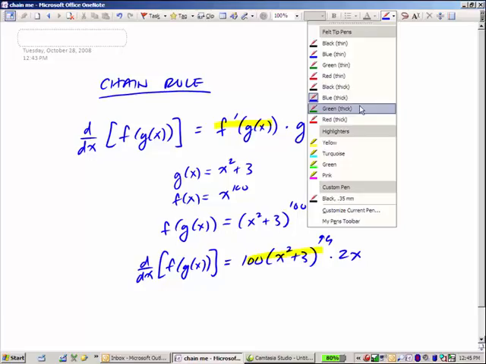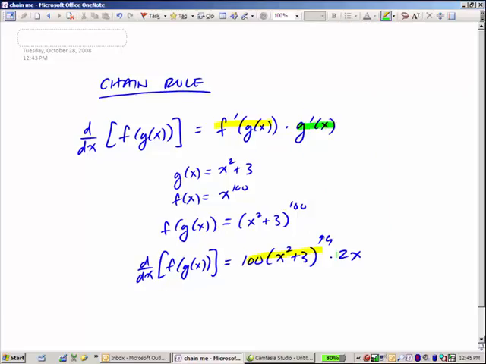When you say the derivative of f with respect to g of x, you're not multiplying that? No, because we're not really taking the derivative of f of x, right? Because the derivative of x to the 100th would just be 100x to the 99th. We're taking the derivative of f when you plug g in. So when you plug g in, we're taking the derivative as 100 times whatever g is to the 99th.